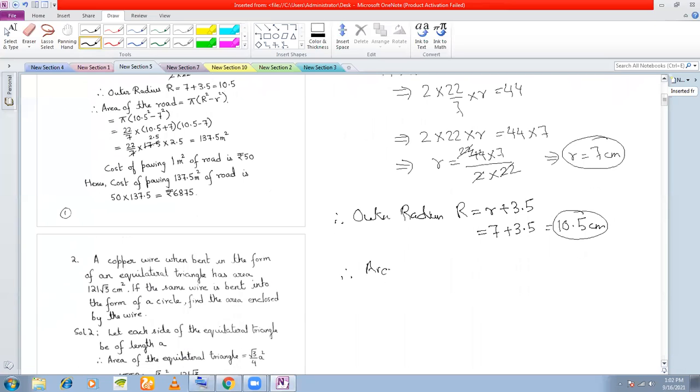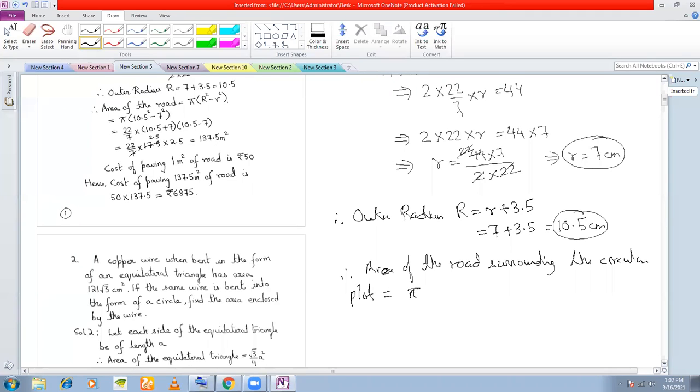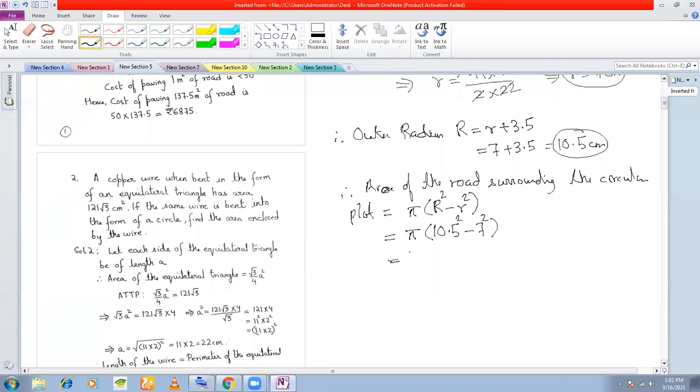Therefore, area of the road surrounding the circular plot is equal to pi, area of the ring formula, pi capital R square minus small r square, is equal to pi, put the value of capital R 10.5 square, small r is 7 square, which is equal to, put the value of pi as 22/7. And for this, you can calculate 10.5 square and 7 square and put it.